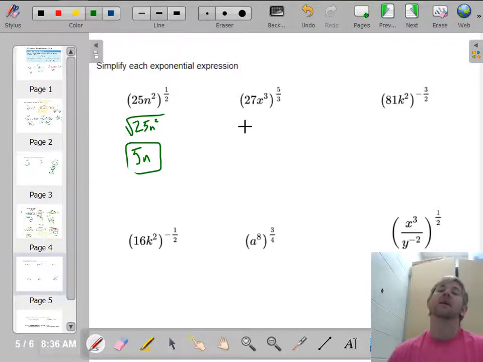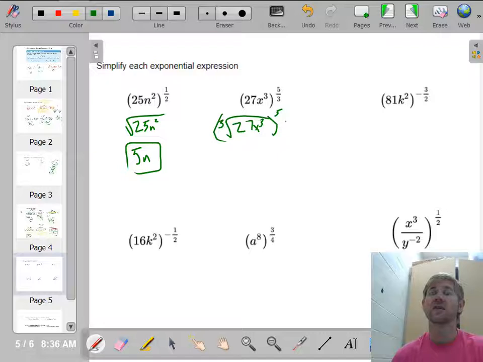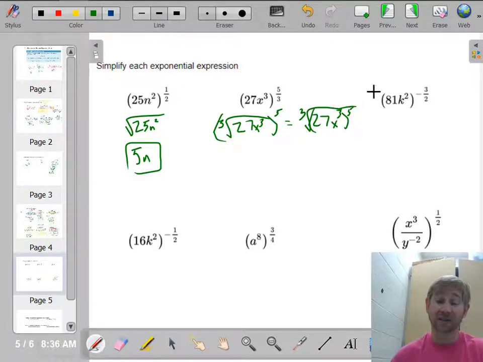Let's do another one. I could write this two ways. The cube root of 27x cubed to the 5th, or the cube root of 27x cubed, the quantity, to the 5th. Now, if you know 27 to the 5th power, good for you. And then if you can do the cube root of that, good for you. But I don't, and I don't really need to. What I'm going to do is focus on this guy. So I'm going to figure out the cube root of 27x cubed first.